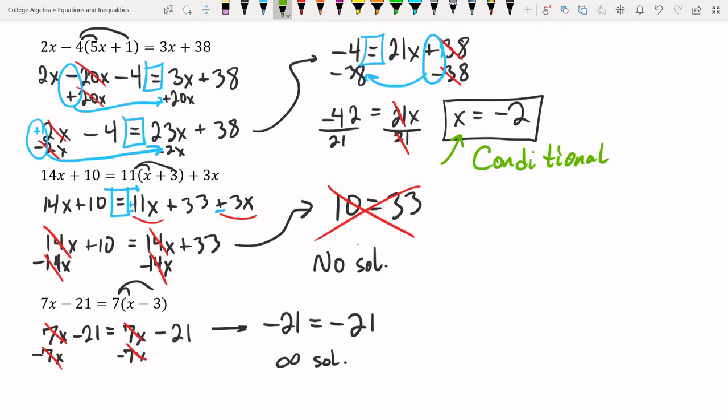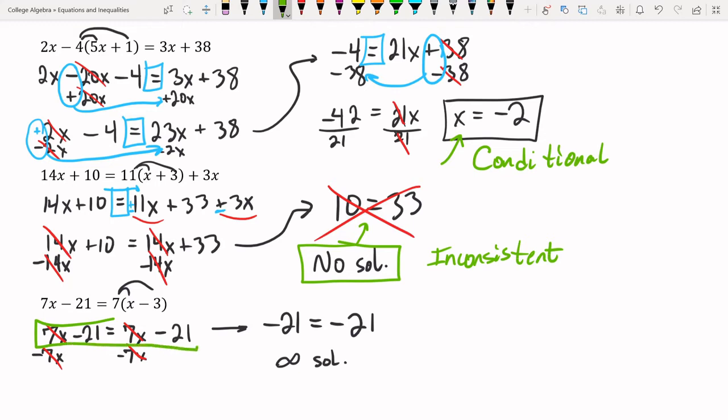Now, the next one has no solution. That's because we had a false statement. There are no x's that make this true. This is called an inconsistent solution, or an inconsistent equation. The last one, when we distribute it all out, you see at this step, 7x minus 21 equals 7x minus 21. They are identical. Whenever you have identical things on both sides, you get infinite solutions. This is called an identity.